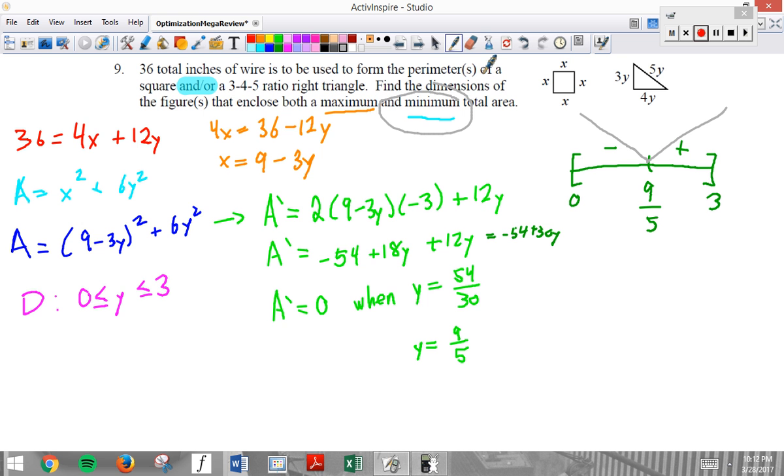So the minimum area is when y equals 9/5. x equals... I really can't believe this is right. 45/5 minus 27/5. 18/5.